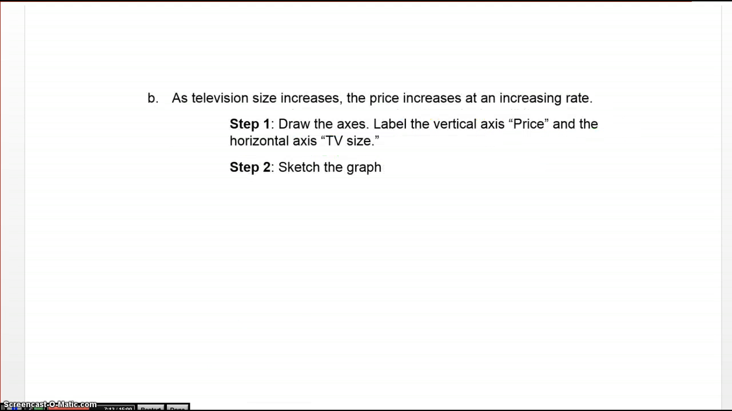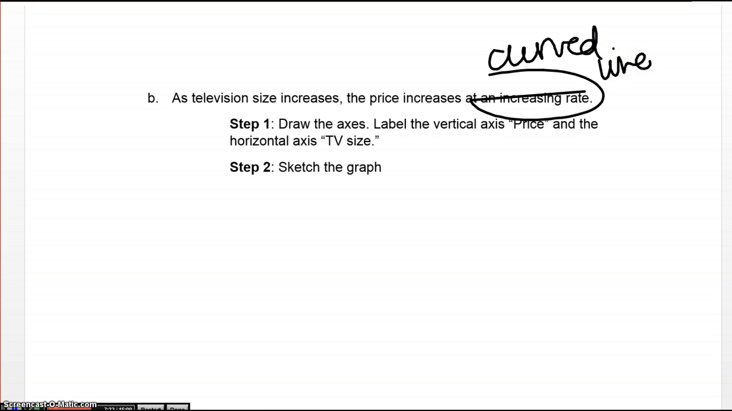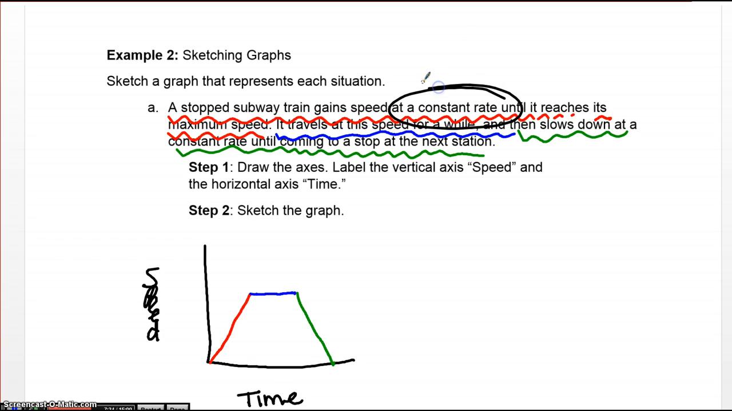Part B, this is television size. So as television size increases, the price increases at an increasing rate. Okay, this increasing rate, notice it's not a constant rate, so this is not going to be a straight line. This is going to be a curved line. We knew the last one was straight because it said constant rate, so this would be a straight line.